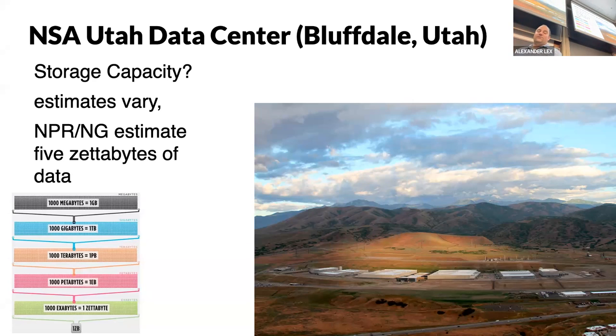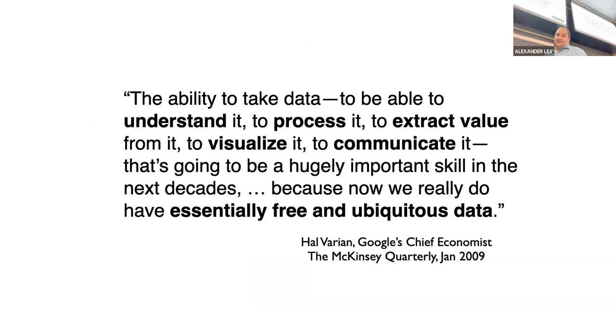And then data of course has to be stored. One little tidbit about Utah specifically: the NSA has one of the largest data storage centers in Utah, in Bluffdale actually. The estimates for storage capacity vary. The NPR article that I found estimates 5 zettabytes of data. And if zettabytes of data doesn't mean anything to you, it doesn't mean much to me either. But essentially, 1,000 megabytes is 1 gigabyte, 1,000 gigabytes is 1 terabyte, 1,000 terabytes is 1 petabyte, 1,000 petabytes is 1 exabyte, and then 1,000 exabytes is 1 zettabyte, right? So it's gigantic. And all of this is being stored here in Utah in this NSA center.